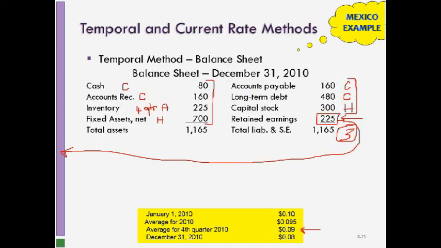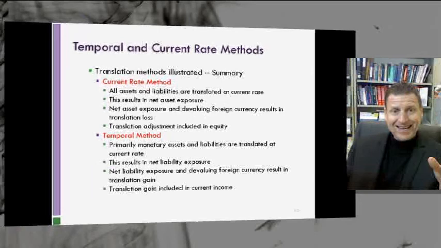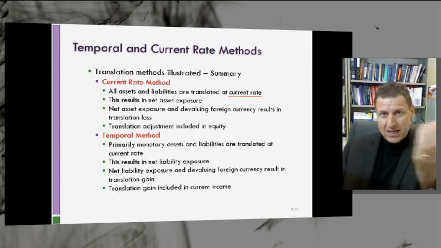So what else can we learn from this? Summary. Under the current rate method, all assets and liabilities are translated at the current rate. This results in net asset exposure. It's like treating that subsidiary as an investment. That means all parts of that subsidiary go up and down with the exchange rate.